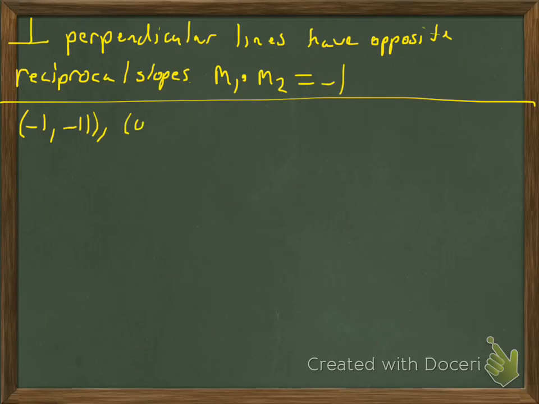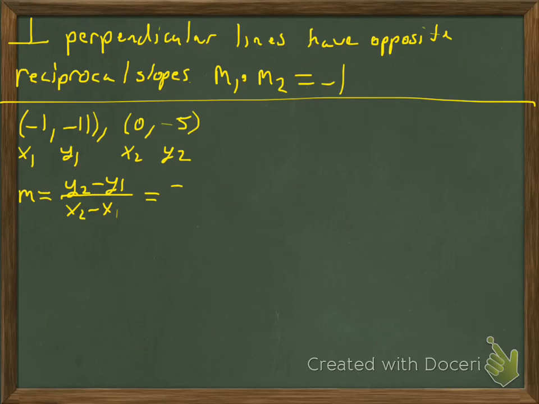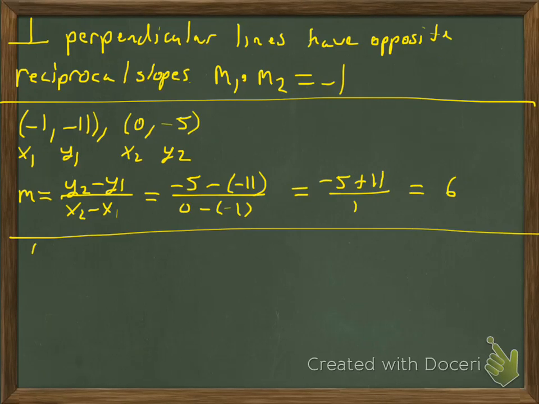Okay, so we'll find the slope of the line between these 2 points. So m is equal to y2 minus y1 over x2 minus x1. y2 is -5, minus sign with the formula, y1 is -11, divided by x2 is 0, minus sign with the formula, -1. So this will give me -5 plus 11 over 1, which is just 6.